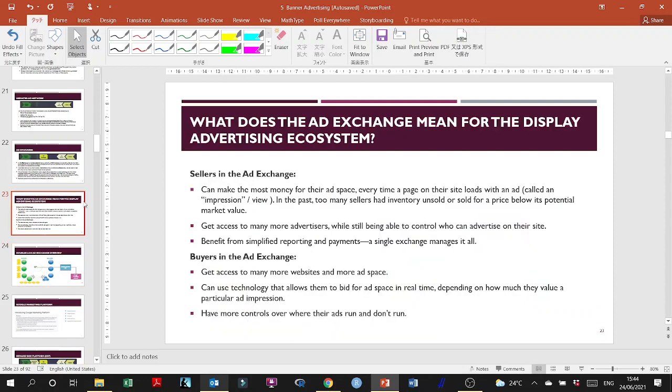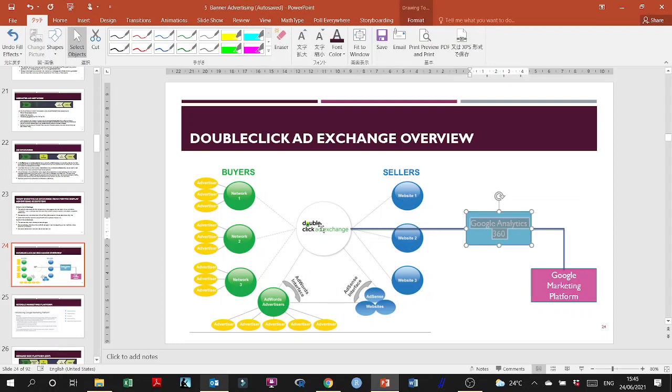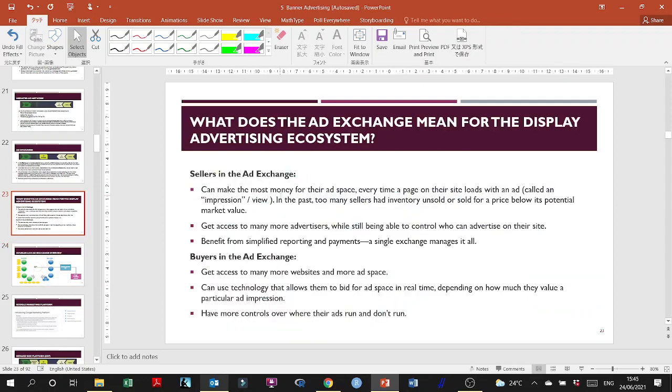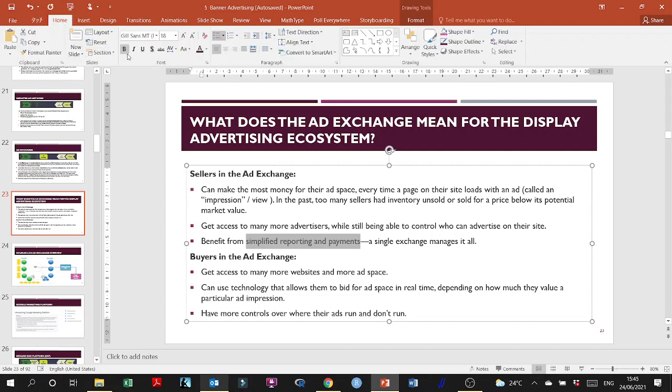So having Google Analytics 360 joining forces with the ad exchange under one umbrella helps you as a seller benefit from simplified reporting and payment. Do you see why I highlighted that and a little bit modified that slide? So you don't have to really memorize the things per se, but understand it.